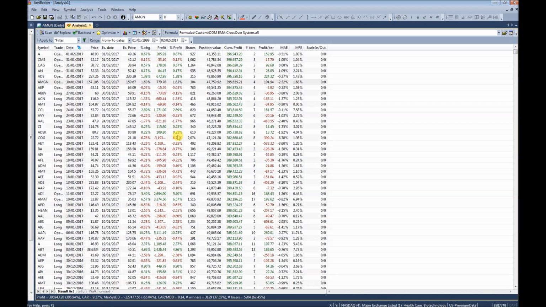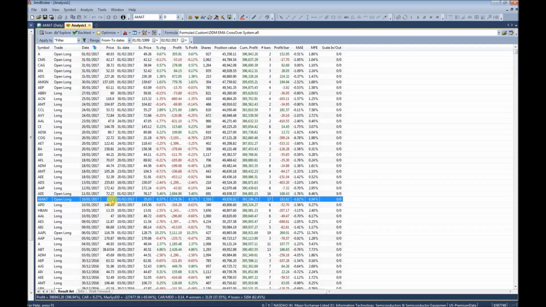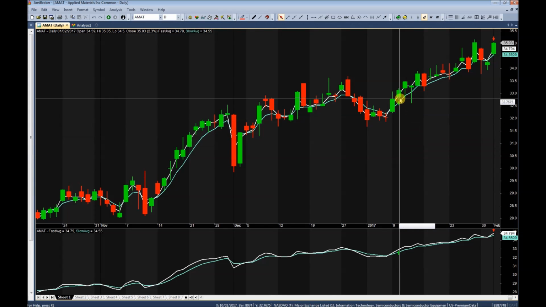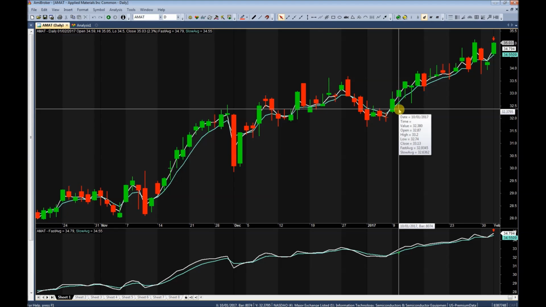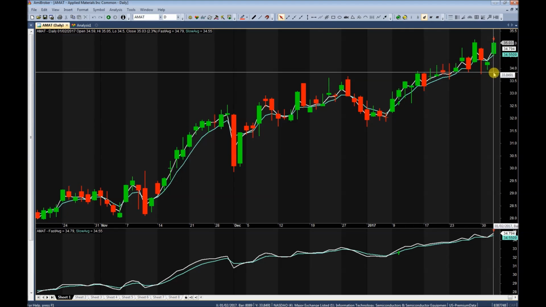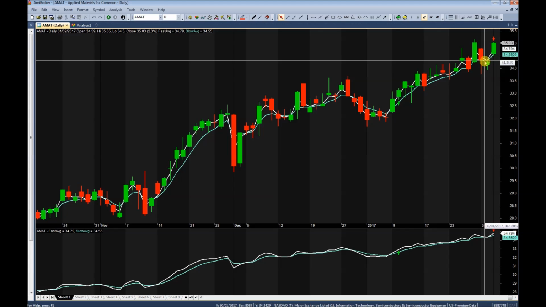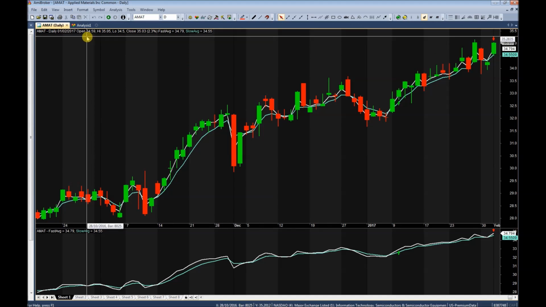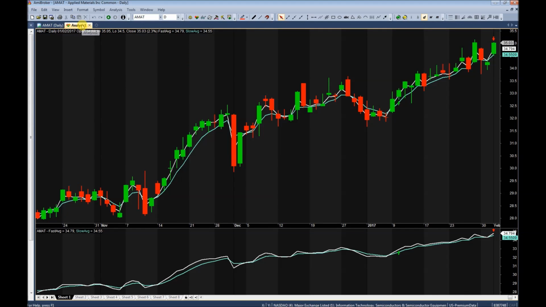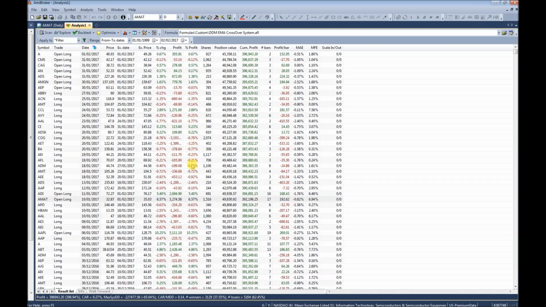Let's look at one that's a little less recent. Okay, so this is telling me that this is an open long, but we can see the progression of that trade. If we look over here, we got into AMAT, A-M-A-T, on the 10th of January, and it's still in this trade because even though the moving average is squeezed, it didn't actually give a sell signal. So that's a trade that would be profitable at this point in time. Let's take a look at a trade that is actually not profitable.